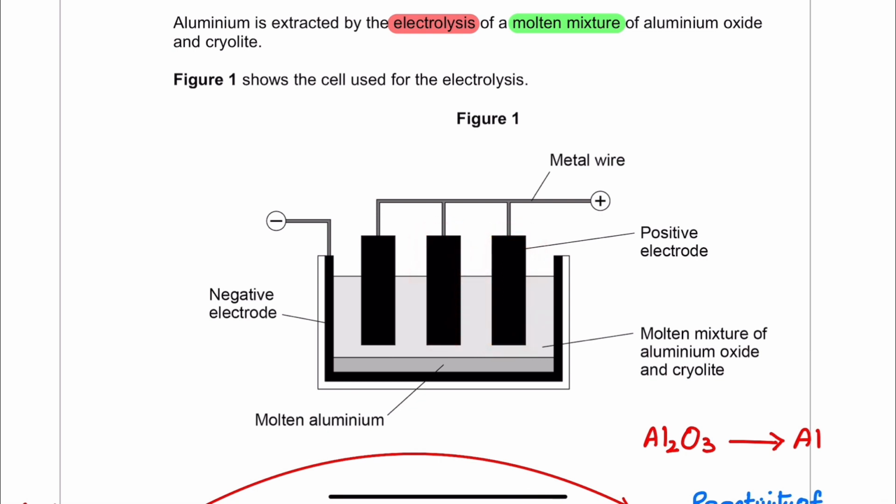When oxygen is formed here, we know that there is molten aluminium oxide, therefore the temperature inside is very high. When oxygen is released from the aluminium oxide, it reacts with the positive electrode, which is made up of carbon, and makes carbon dioxide. So carbon reacts with oxygen and makes carbon dioxide. This electrode is becoming thinner and thinner. With time, we need to replace these electrodes.